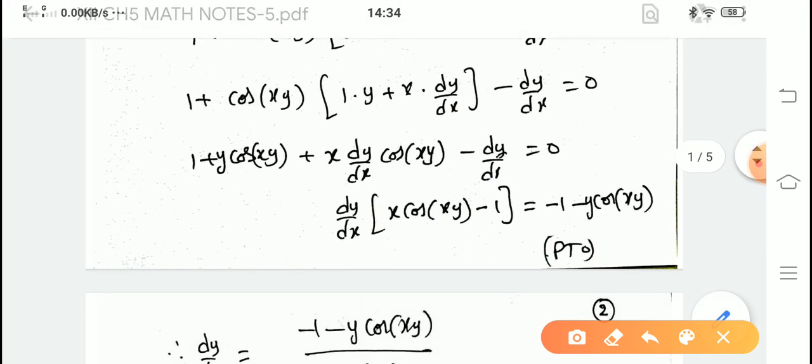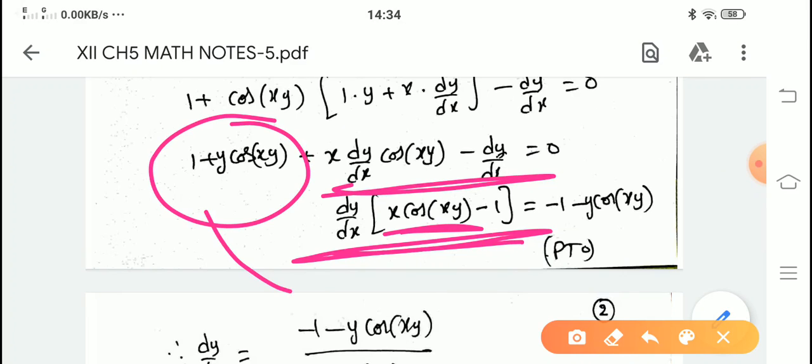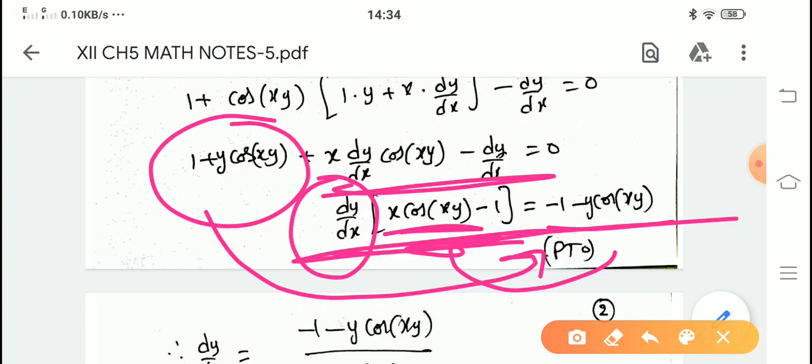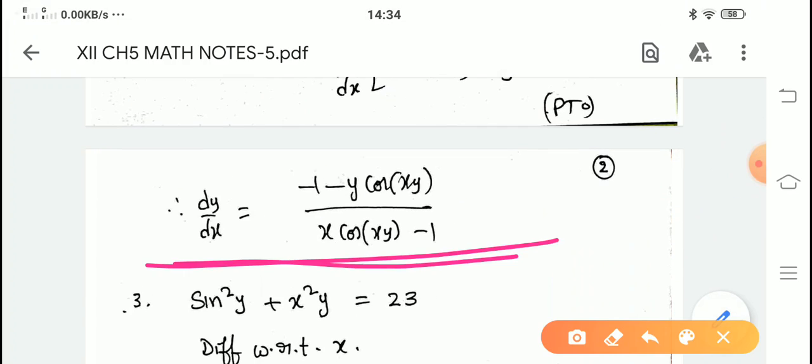When you take dy by dx common in these two, you get cos of xy into x minus 1, because dy by dx is common, is equal to these two terms sent to that side: minus 1 minus y cos xy. So you get the dy by dx value after sending this factor to the denominator. Finally we found dy by dx. That is the derivative of an implicit function.